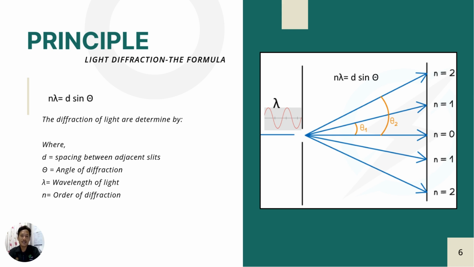Then it is possible to measure a particle size by measuring its diffraction angle. Since the particle size can be measured by its diffraction angle, we need to calculate the related parameters. This can be described by a formula. The diffraction of light is determined by using n lambda equals d sine theta, where d is the spacing between the adjacent slits, theta is the angle of diffraction, lambda is the wavelength of light, and n is the order of diffraction. Based on this equation, the spacing of the slit actually represents the particle size. By calculating the spacing, the particle size can be calculated as well.